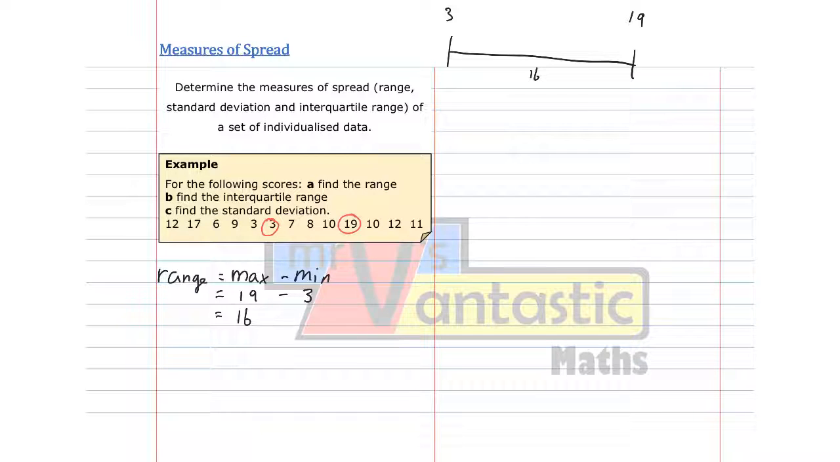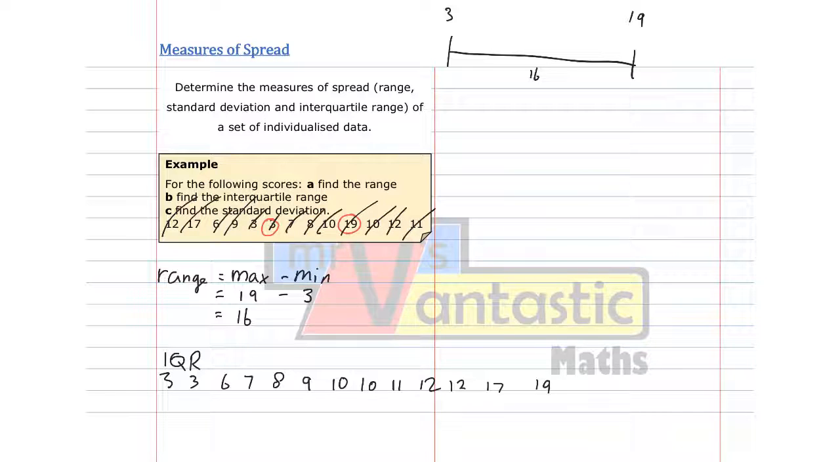All right, the interquartile range takes a little bit more work. To find the interquartile range, shortened to IQR, we first need to put our numbers in order. So I'll rewrite this so that our numbers are in order. 3, 3, 6, 7, 8, 9, 10, 10, 11, 12, 12, 17, 19.